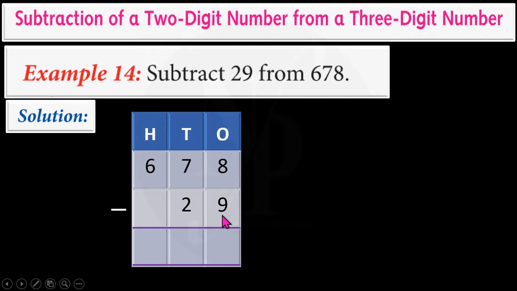Now let us subtract starting from ones place. That is, we subtract 9 from 8. Since 8 is less than 9, we cannot subtract 9 from 8. So we need to regroup these digits. Let us regroup and subtract. Here in tens column we have 7. Let us make 7 tens as 6 tens.